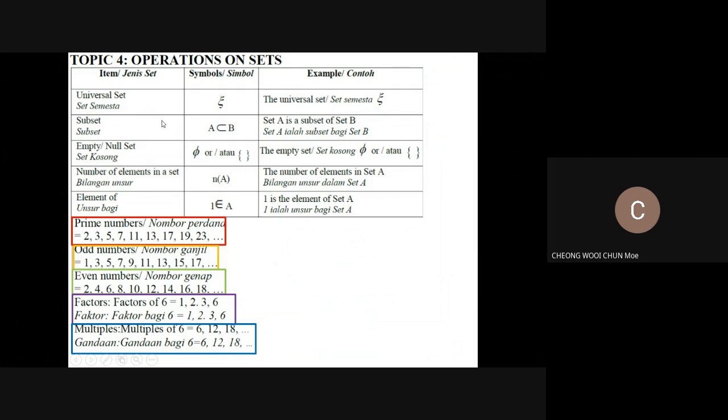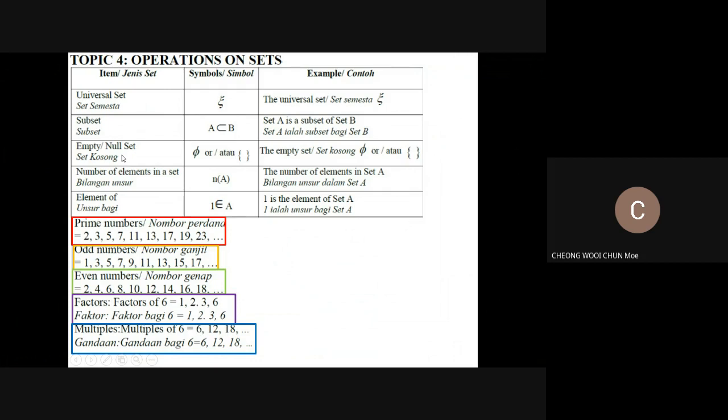Okay, subset, it means A subset B. A means subset of B. You must remember A is a subset of set B. It means part of set B. It means A is inside the B. Okay, it's called A subset B. Sub means part.